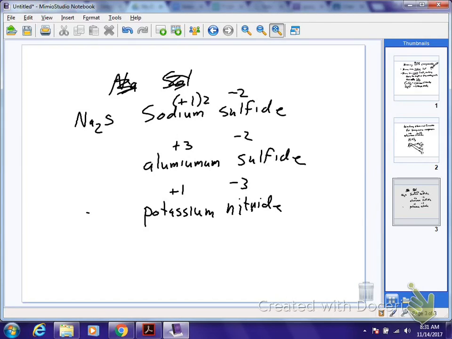Okay, we're going to go to the bottom one first because that one's easier than the middle. So on the bottom one, how many potassiums would we need? 3. Multiply by 3. Need 3. So that's K3N. Any questions you have on that?